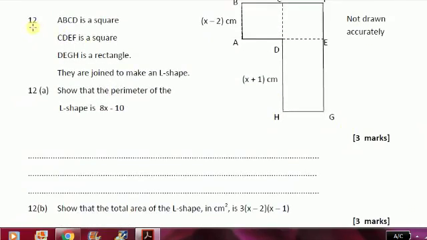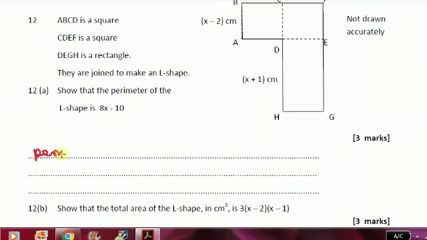Question 12 says ABCD is a square, CDEF is a square, so you've got that square, and you've got the second one, CDEF is another square, and DEGH is a rectangle. Yes, we can see that, it's a rectangle, and they join up to make an L shape. Show that the perimeter is 8x minus 10.